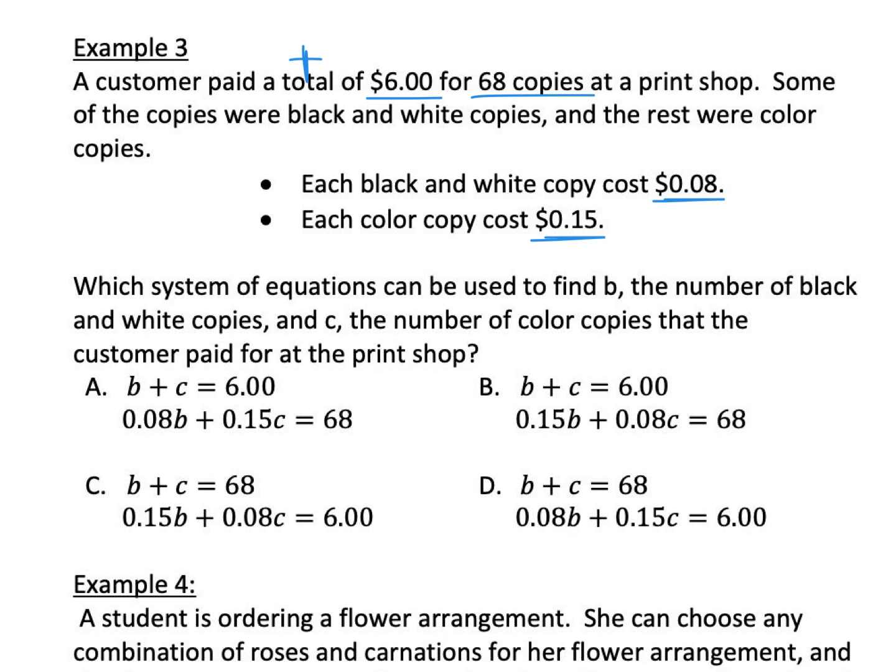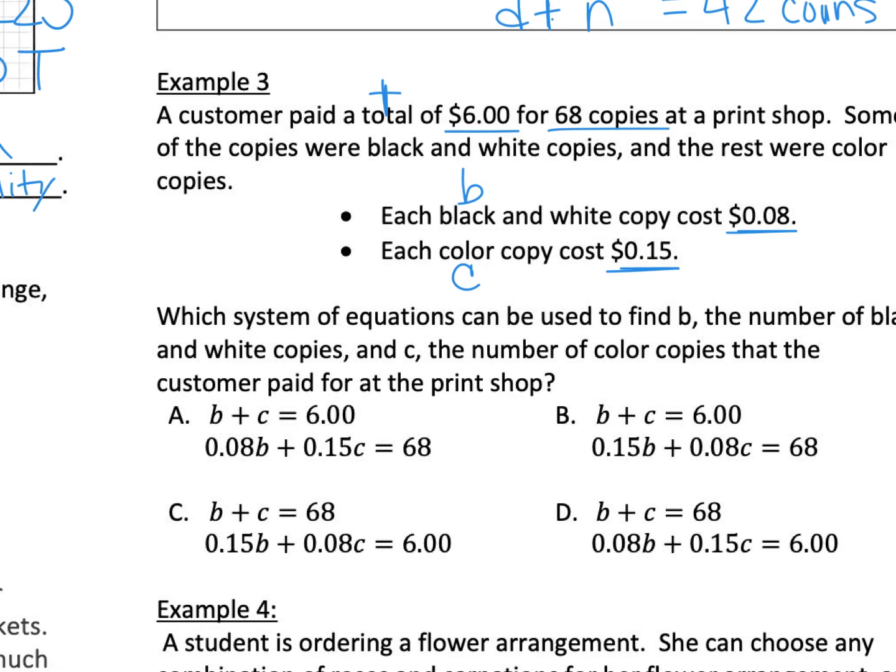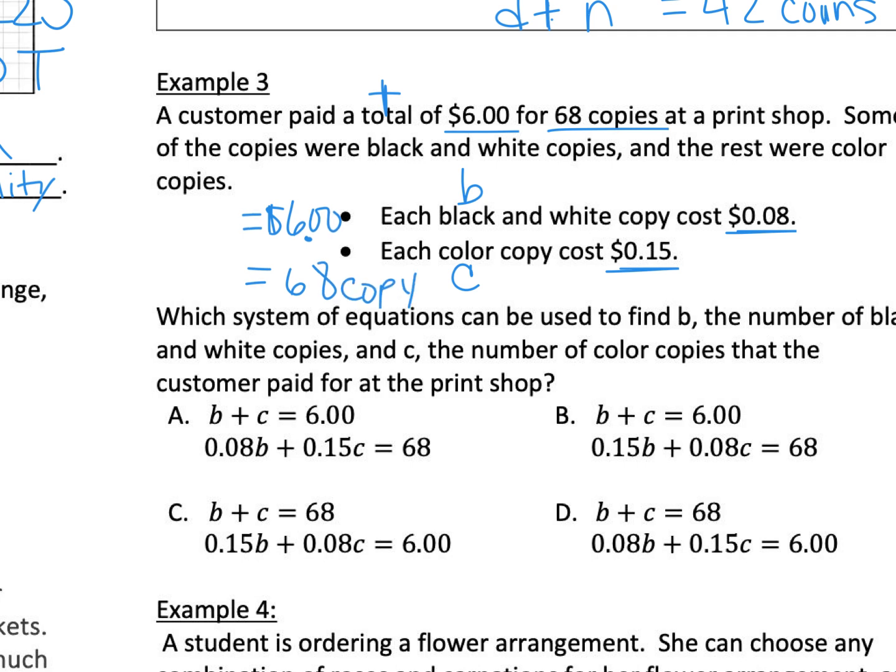So if you look at these variables in our answers, they are using B for black and white and they're using C for color. So if we write a money equation, I wouldn't even look at these answer choices just yet. I'm going to write a money equation. I know I have $6 and I know that I have 68 copies. So we have a copy equation. How many did we have? So we have black and white copies, and color copies. So we have total of 68.